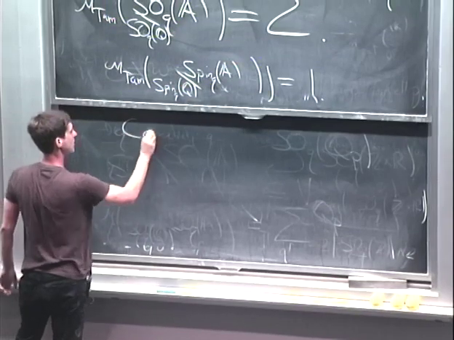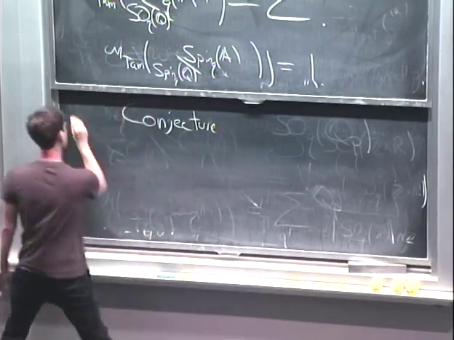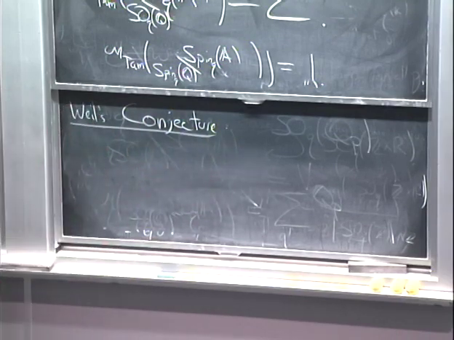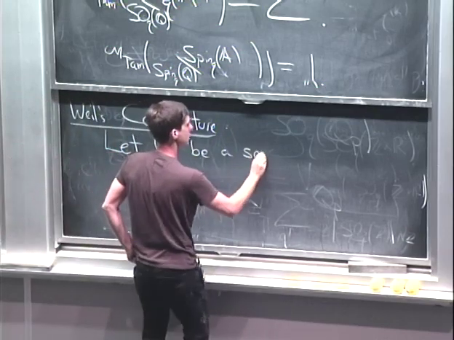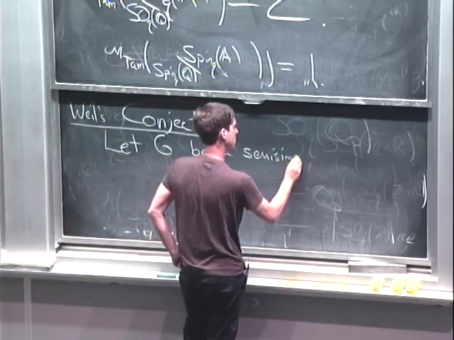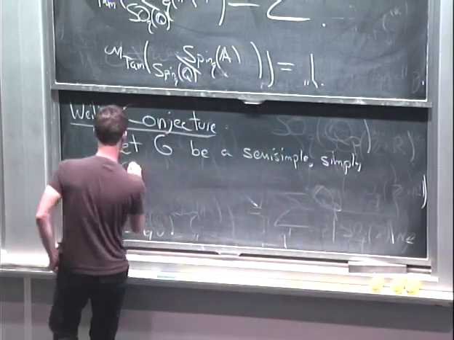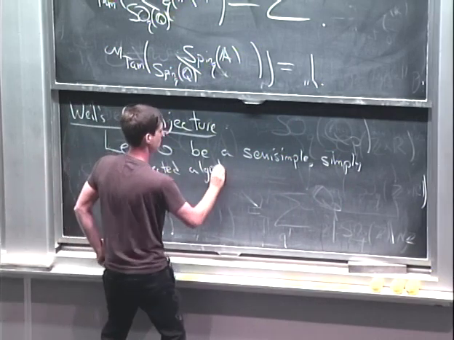So, let me call this Weil's conjecture. Let G be a semi-simple, simply connected algebraic group over Q.